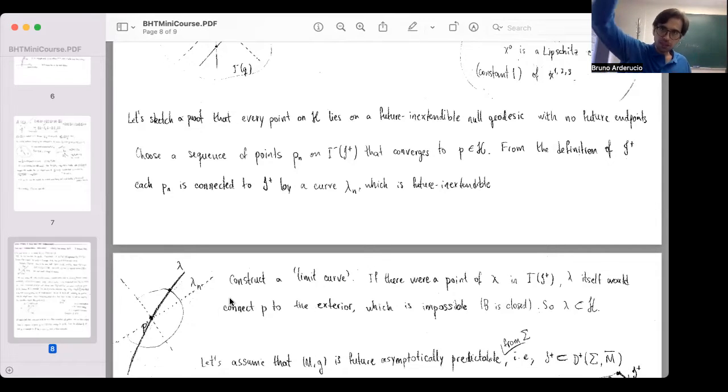Then you move the point P to other points, and you can continue defining this limiting curve indefinitely to the future. So that's how you construct a limiting curve. Then that's going to be the horizon.